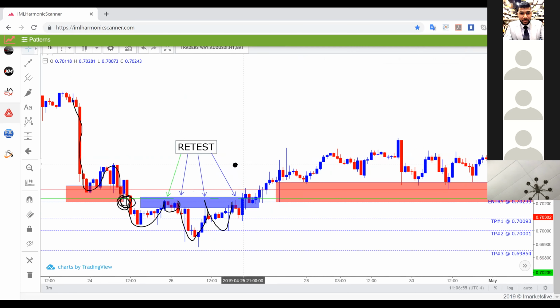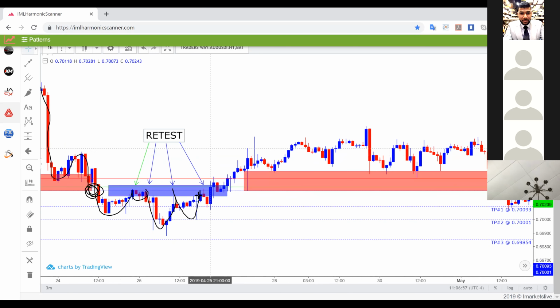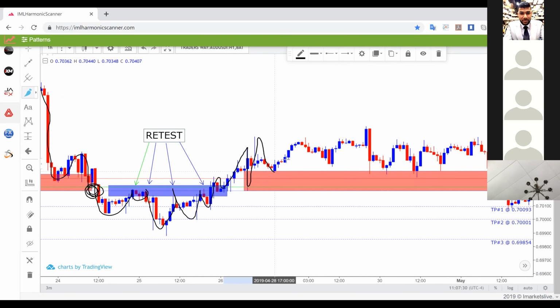Now, check this out. You have resistance now. All of this is resistance, right? Check this out. When you come down, you have resistance that now becomes support. Don't you look at that? It's the same zone. Went up, came down. Went up, came down. Went up, came down.